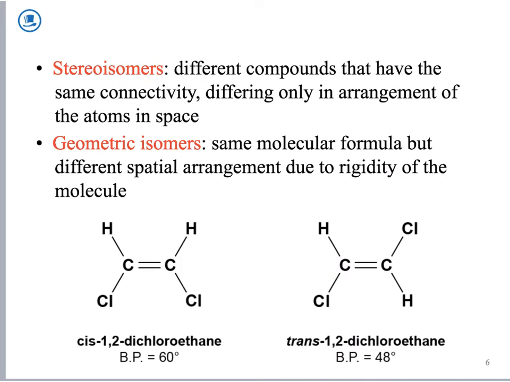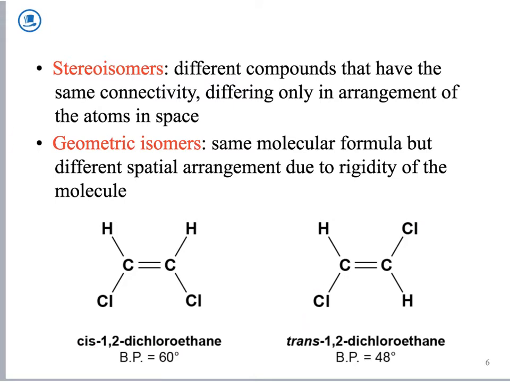So we talked about constitutional isomers, which actually have different things bonded. But what about stereoisomers? Stereoisomers are different compounds that have the same connectivity, right? The same connectivity, and the only difference is the arrangement of the atoms in space. Right? So one example is called geometric isomers. The same molecular formula, but different spatial arrangement due to the rigidity of the molecule. Good examples of that are alkenes, right? Double bonds. A double bond can be cis or it could be trans.